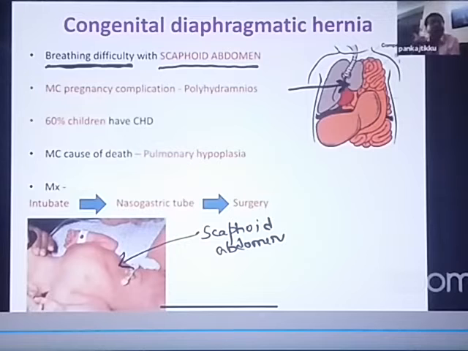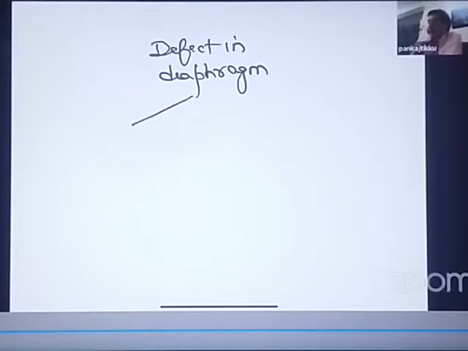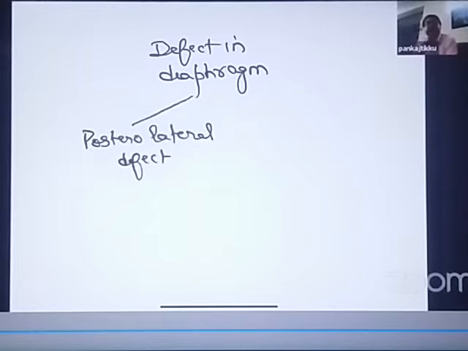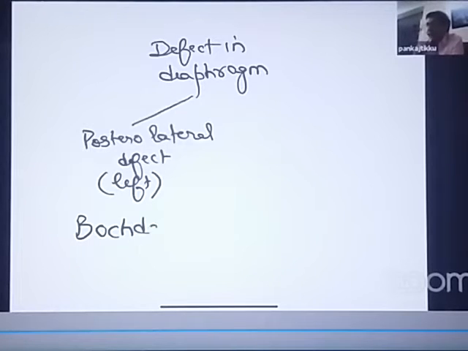And how do the abdominal contents enter into the chest cavity? Because of a defect in the diaphragm. Please remember, the defect in the diaphragm can either be a posterolateral defect. That means a defect in the diaphragm which is present in the posterior and the lateral part, most commonly on the left side. This defect is known as the Bochdalek defect, and therefore this hernia will be known as the Bochdalek hernia.